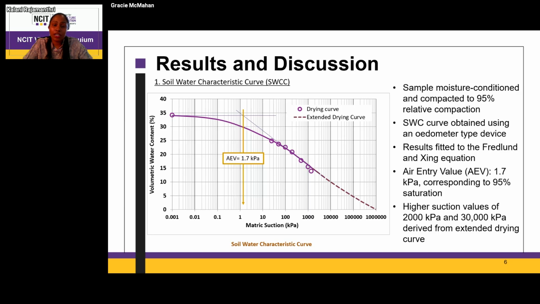A key finding in the SWCC curve is the air entry value, which is around 1.7 kilopascal. This defines the air entry point in the soil sample. Beyond this point, as the soil dries, the suction, or negative water pressure, increases up to around 30,000 kilopascal. Beyond 1,400 kilopascal, up to around 13,000 kilopascal, I derived it using the extended drying curve from the Fredlund and Xing equation. Next slide, please.